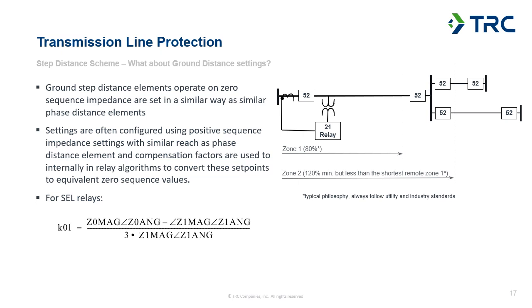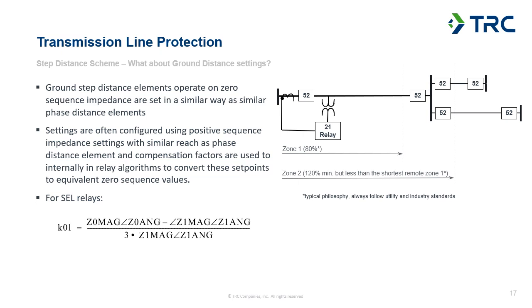What about ground distance settings? So ground step distance elements operate on zero sequence impedance quantities that are calculated based on zero sequence currents and zero sequence voltages, and are set in a very similar way to the phase distance elements. Similar to the phase distance example we just set, we would have a zone 1 element set to underreach the remote bus, and a zone 2 element that would overreach the remote bus, and between those two they provide full coverage for the line, with the zone 2 providing a time delayed element.